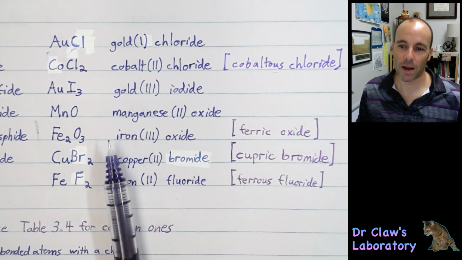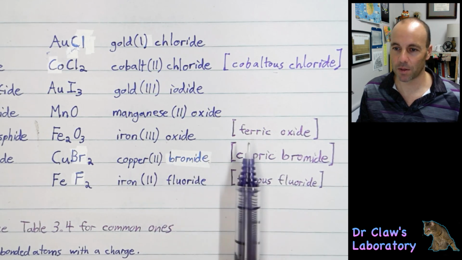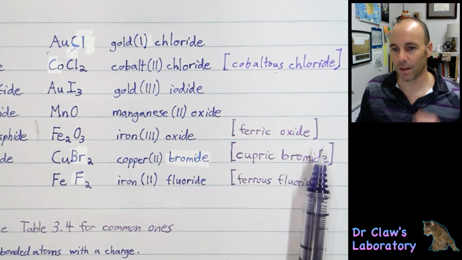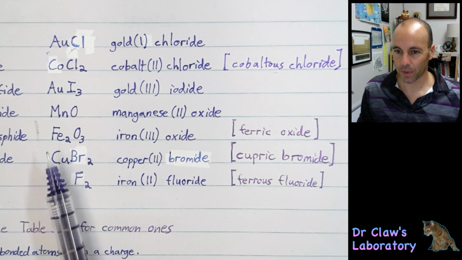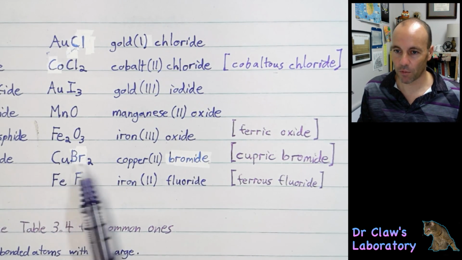Okay, and the iron(III) ion in the older scheme is called ferric. So ferric oxide. Right here, copper and bromine.